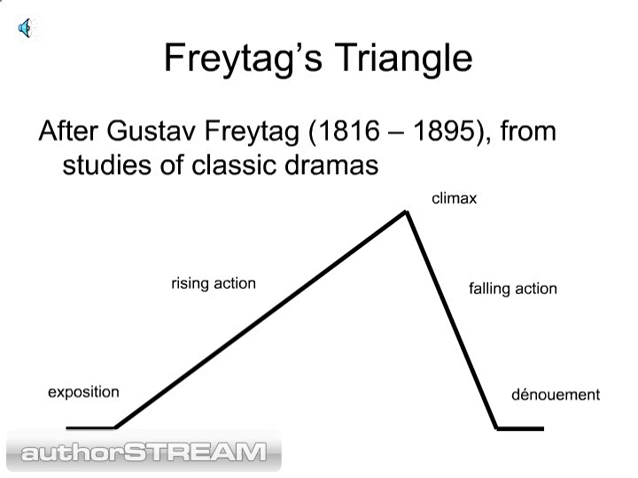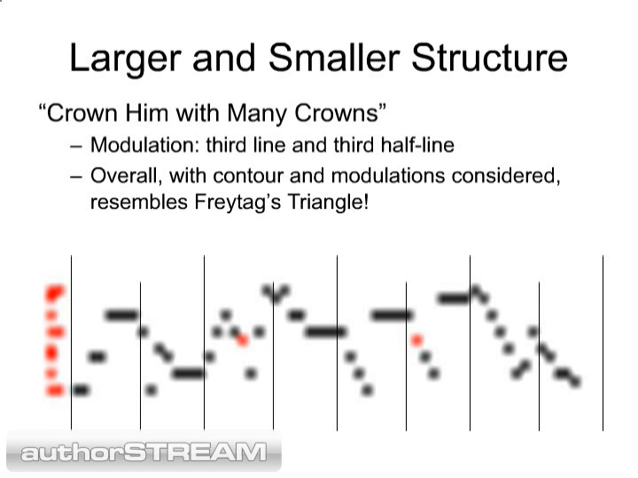Now, as a summarizing example, I'd like to show you the piece Crown Him with Many Crowns, or Diademata. First, remember that contour is important, and so I've mapped out the contour of the piece. You can see that about 3/4 of the way through the piece, there's definitely something going on in the contour.